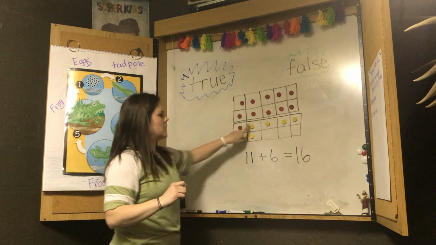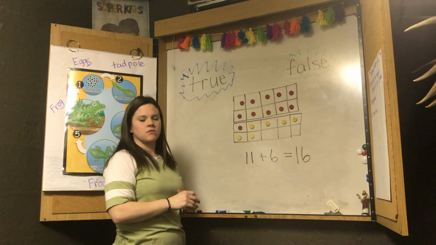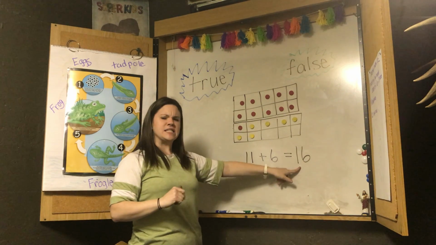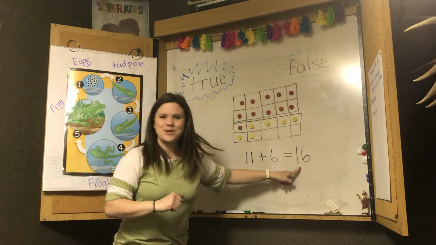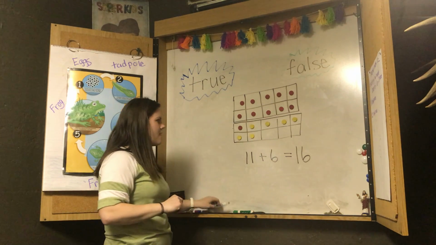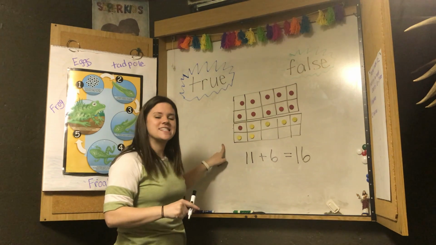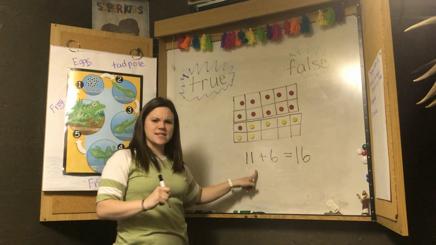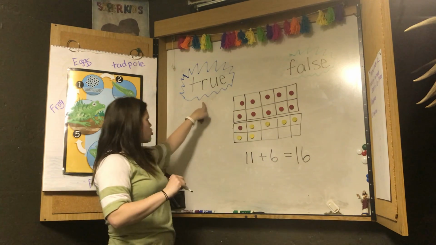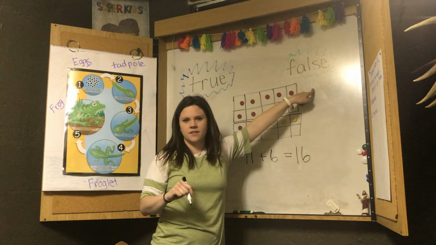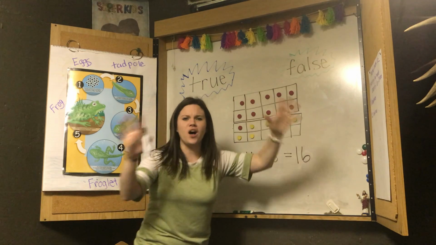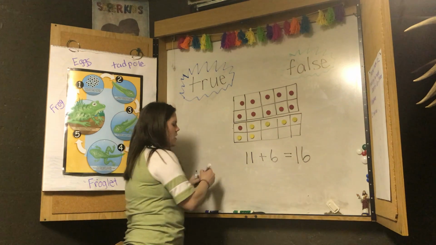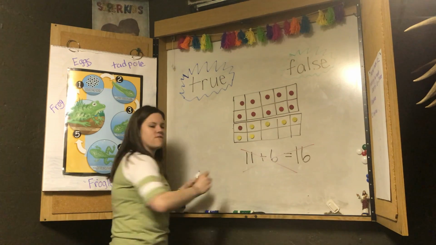11 reds plus 6 yellows. Does it give me 16? No, it does not. It gives me 17. Is this addition equation true or false? It is false. Absolutely. This one is false.